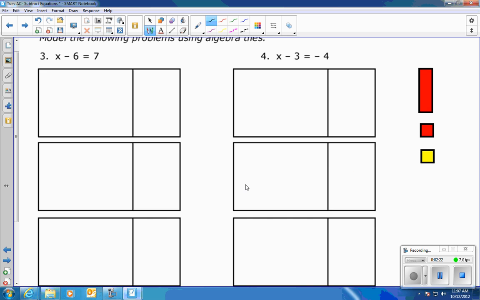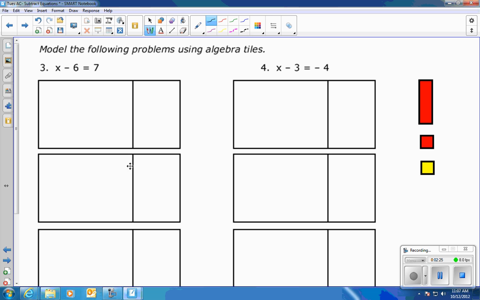So we're going to model these using our 3-box method. It takes too long to do this, so I'm just going to draw it in. But we're going to change this to an addition problem first. And then this first box should be your model, just the original equation. So I'm going to draw x, and then I'm going to draw negative 6 counters and positive 7 counters.